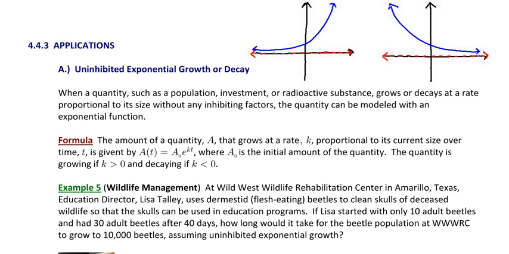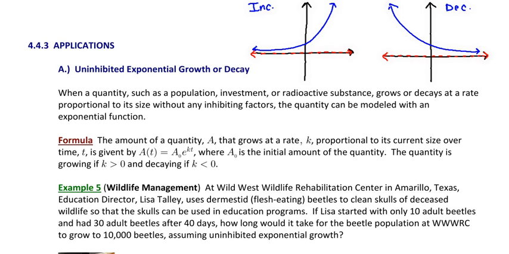Recall that we studied two varieties of exponential functions. We examined both increasing exponential functions and decreasing exponential functions. Now, both of these exponential functions can be used to model uninhibited exponential growth or decay. What does that mean? Well, when a quantity, such as a population, investment, radioactive substance, E. coli bacteria, grows or decays at a rate proportional to its size without any inhibiting factors, the quantity can be modeled with an exponential function.